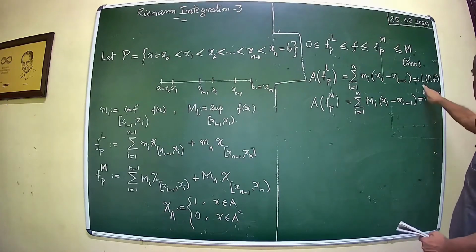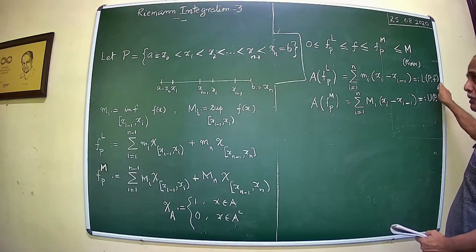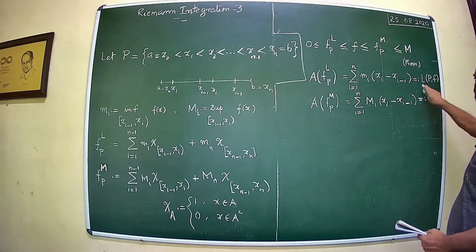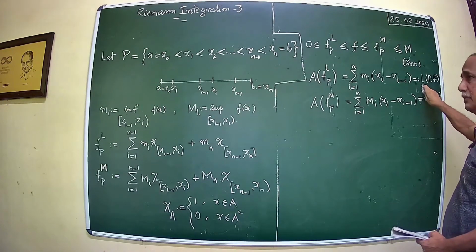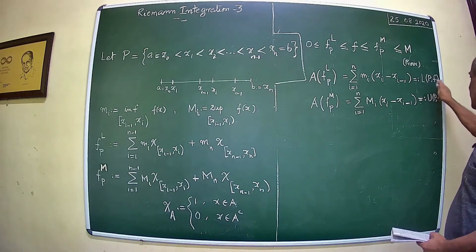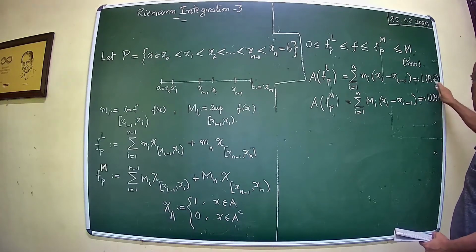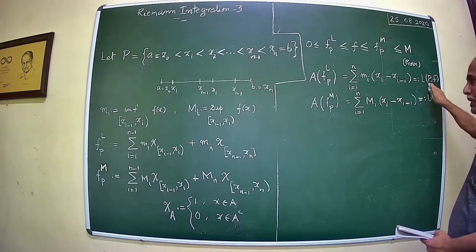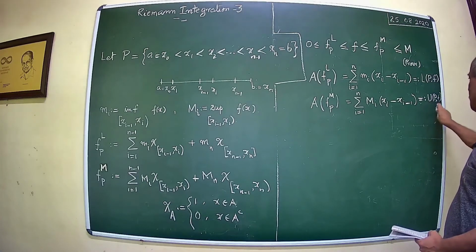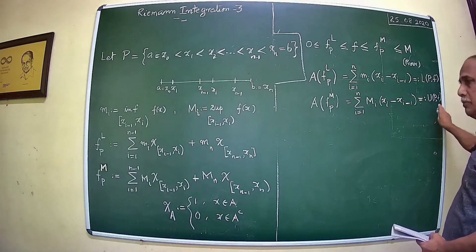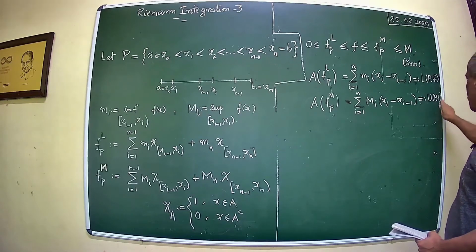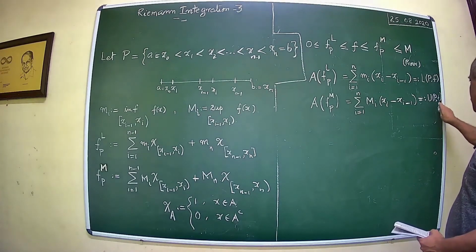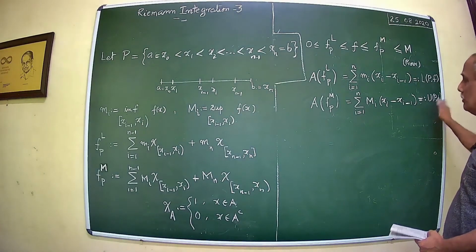And this is the short form for the following. L(P,F) is the lower sum associated with F for the partition P. U(P,F) is the upper sum associated with F corresponding to the partition P.